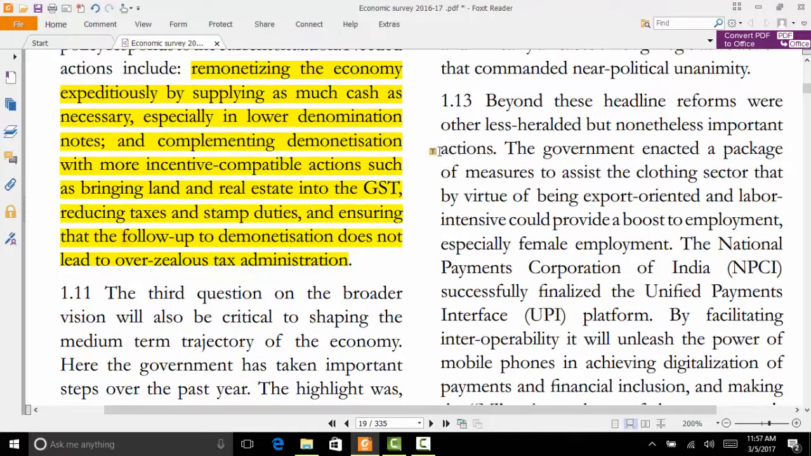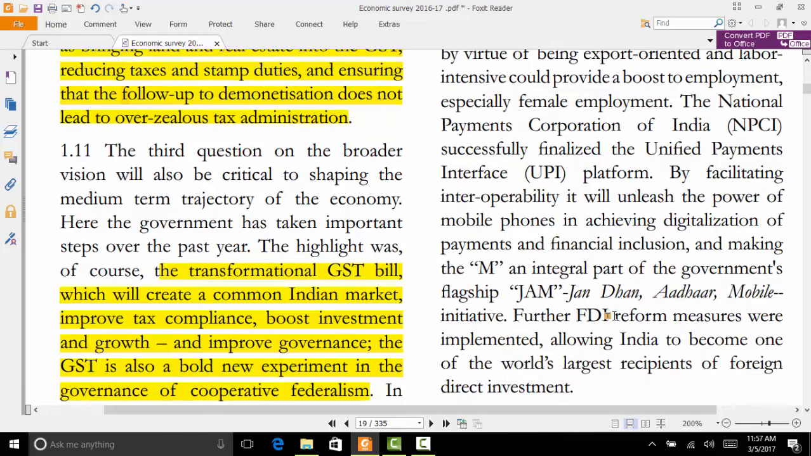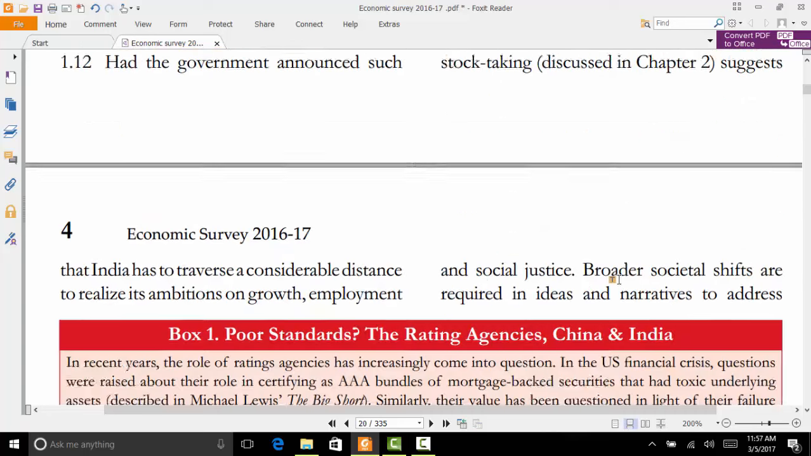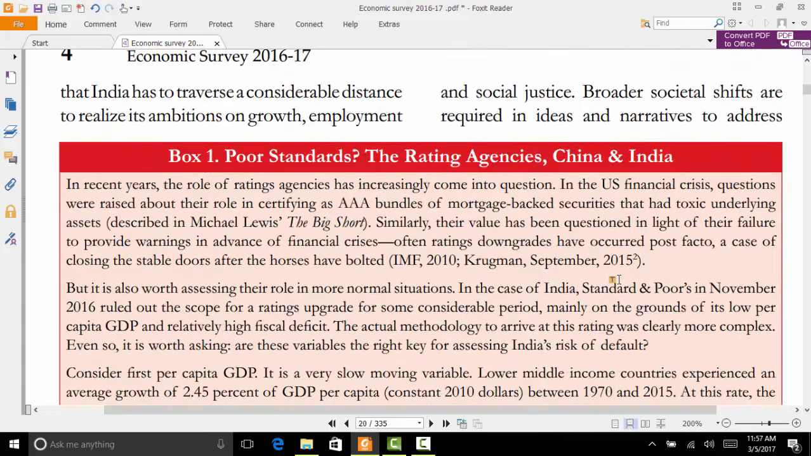Now there are different ways they discuss demonetization: the role of NPCI, UPI, Aadhaar, so Jan Dhan, Aadhaar, mobile. So come to next.